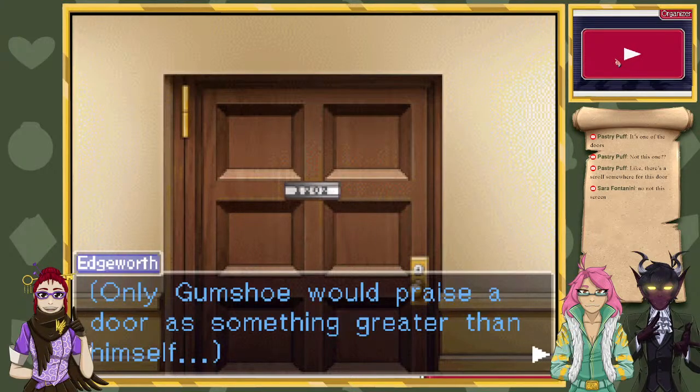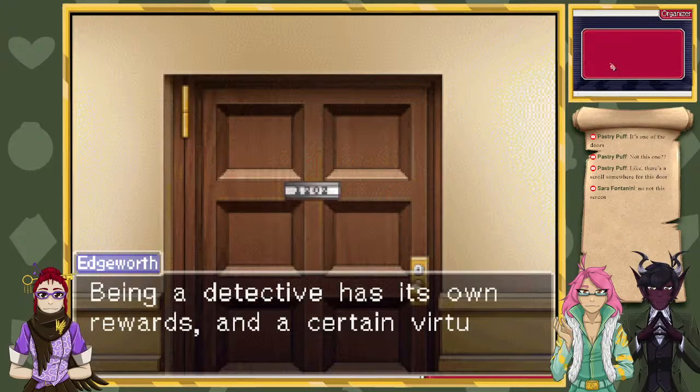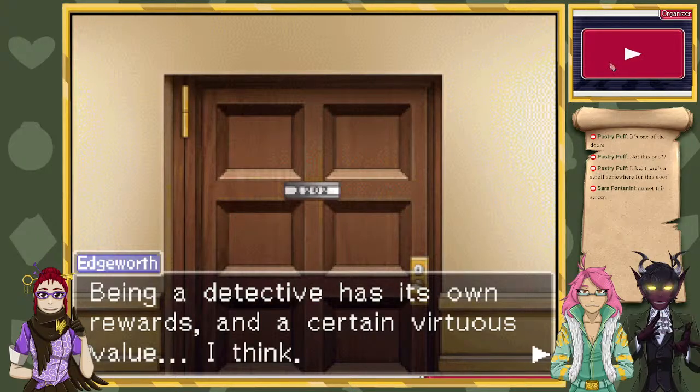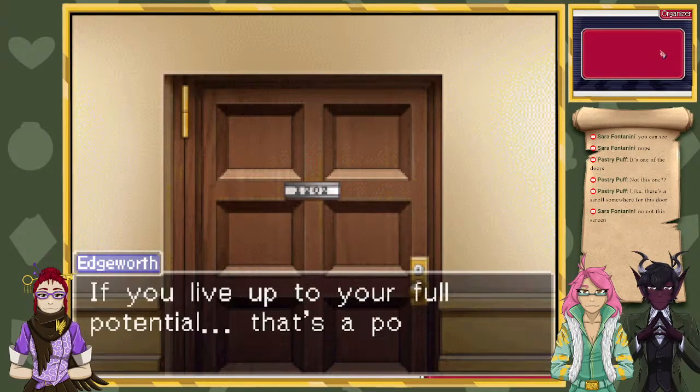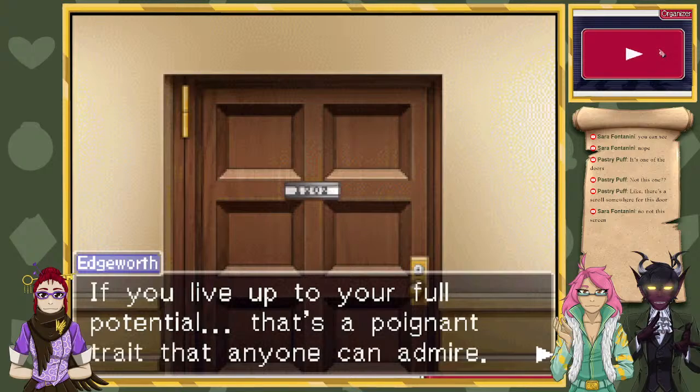Only Gumshoe would praise a door as something greater than himself. Aw, poor Gumshoe. Being a detective has its own rewards, I'm told. And a certain virtuous value, I think. If you live up to your full potential, that's a poignant trait that anyone can admire.